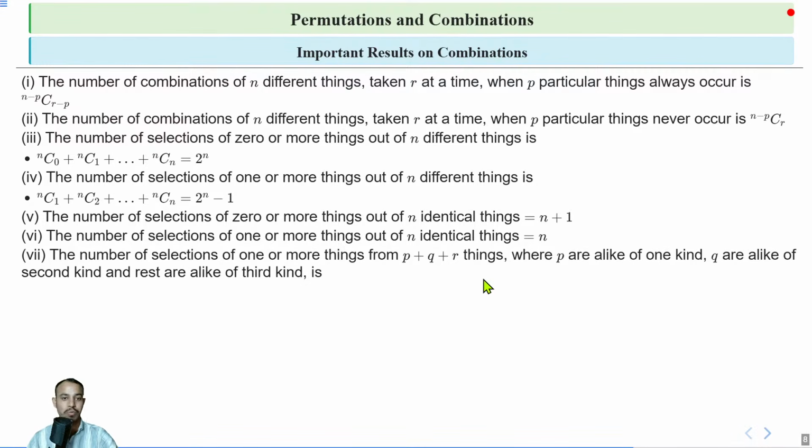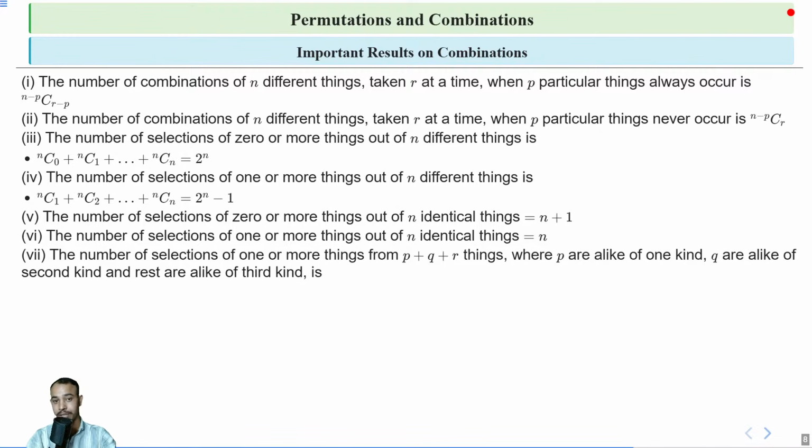Okay, so what is the number of selections of one or more things from p plus q plus r things? So you have p alike of one kind. In how many ways can you select p alike of one kind? You have the choice of 0, 1, 2, 3 up to p, so you have p plus 1 choices for the first kind. For the second kind you have q plus 1 choices, and for the third kind you have r plus 1 choices.